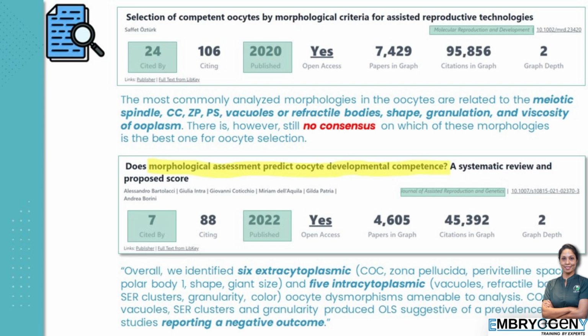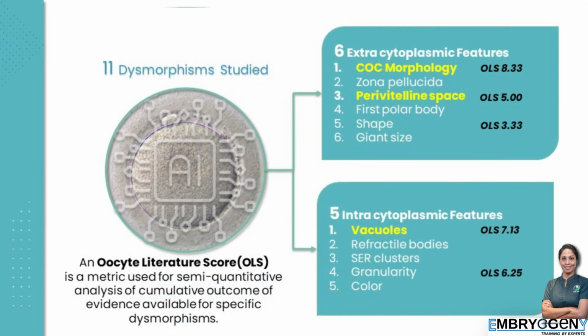And lastly, the most recent systematic review on whether morphological assessment predicts oocyte developmental competence identifies 6 extracytoplasmic and 5 intracytoplasmic parameters as shown here, and associates an oocyte literature score or OLS to oocytes based on these parameters.